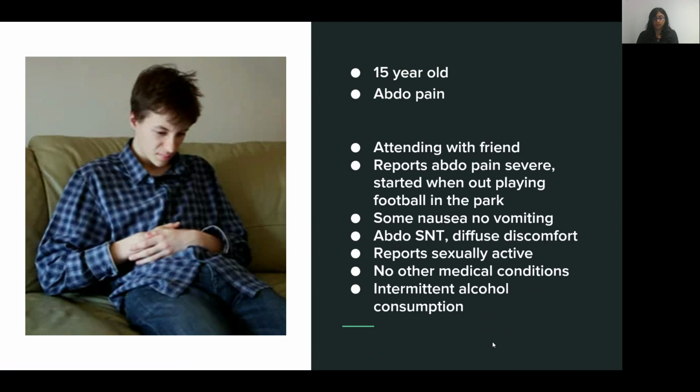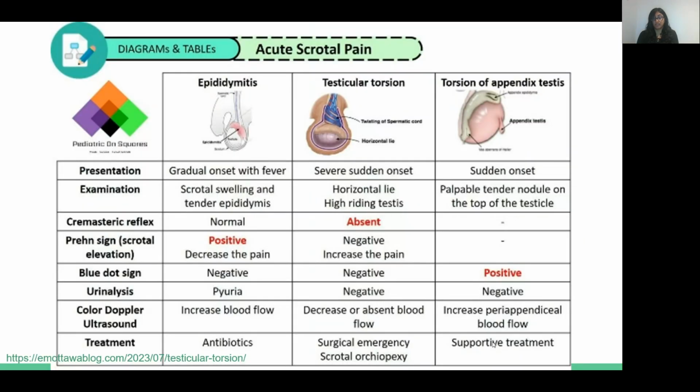So you ask a friend to step outside, you do a testicular exam, and you notice that there's a high riding testicle in a horizontal lie. And the patient mentions he had undescended testes as a child. So this is essentially testicular torsion until proven otherwise.